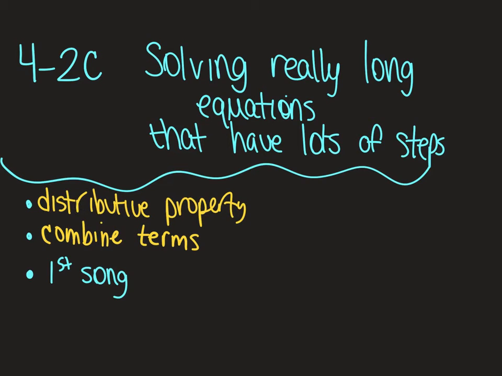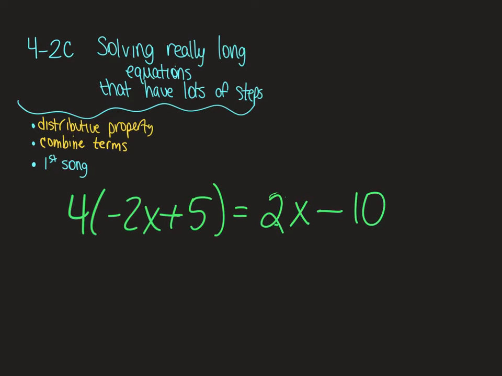So first you're going to check, do you have any distributive property? Yes or no. Do you need to combine any like terms? Yes or no. Then you're ready for your first song. Alright, so let's look at this example. We've got 4 times negative 2x plus 5, and that's equal to 2x minus 10.